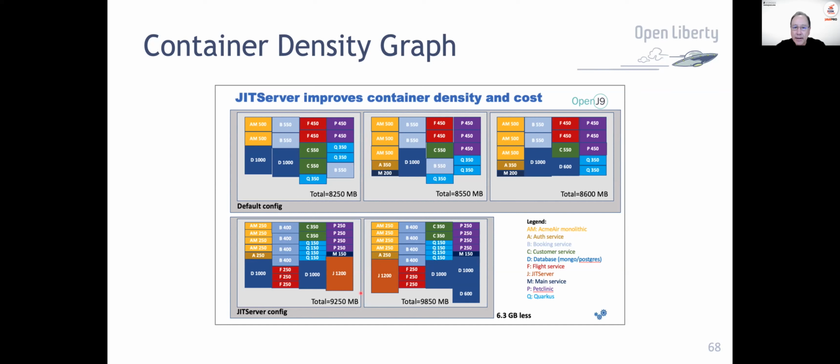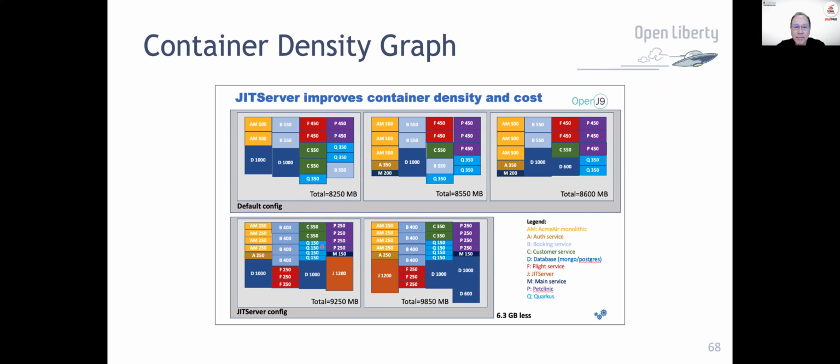The bottom row is the next test where we actually use a JIT server. And you can see the JIT server process here in brown. But notice that we can create the same amount of replications per application, add a JIT server to each of the nodes, and still only require 2 nodes.